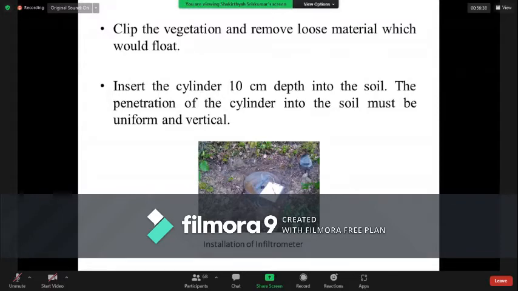Then insert the cylinder 10 centimeter depth into the soil. The penetration of the cylinder into the soil must be uniform and vertical. So you need to clean the place and dig a hole nearly 10 centimeter depth. After that, you need to insert these two cylinders inside. The important thing is you need to insert those cylinders with uniform depth and you should insert it vertically.